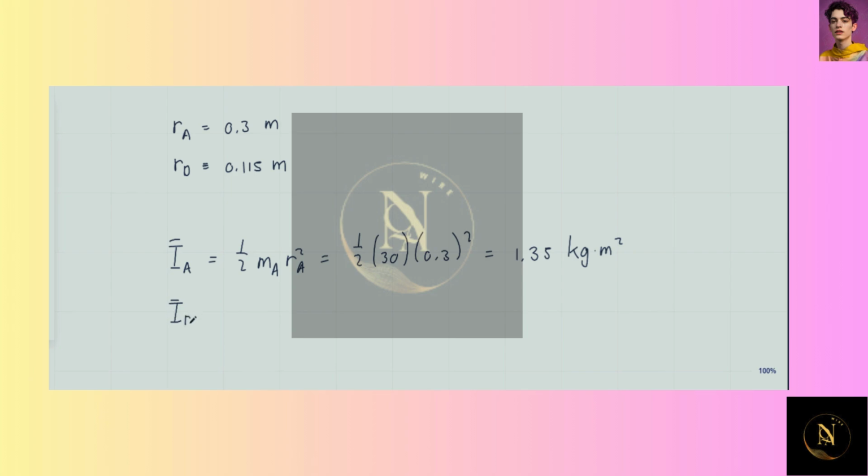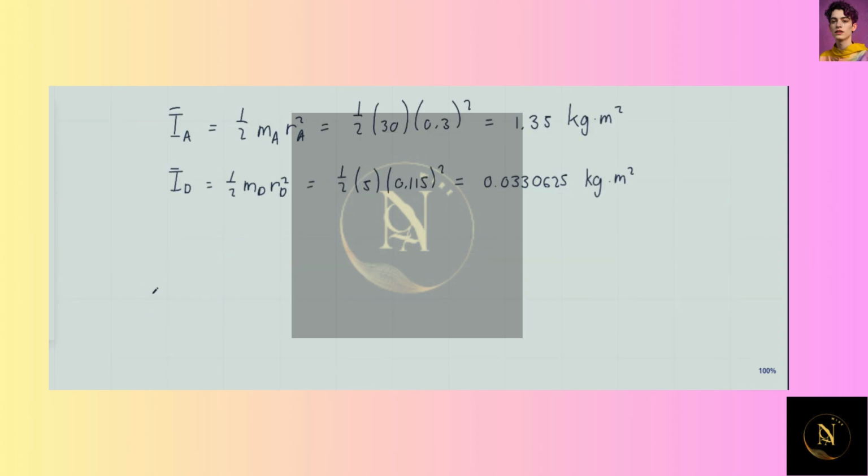We can do the same for the smaller disk D. For disk D, the moment of inertia is a half times the mass of D times the square of its radius, Rd squared. So this is a half times its mass of 5 kg, and we suppress the units, times the radius of 0.115 meters squared. Hence we get the moment of inertia, and we'll keep as many decimal points as we can, to be 0.0330625 kg meters squared. So now we have the moments of inertia for disk A and disk D.